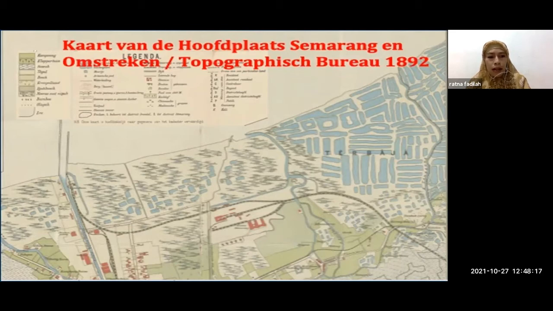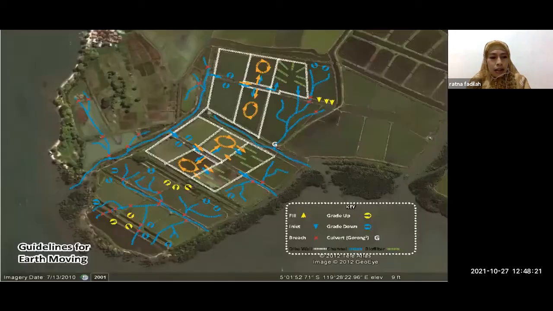So what about the current condition there? The current condition of the pond area is very scary, where abrasion and seawater floods decrease the water quality, virus attacks, and cause pond shrimp and milkfish death. Even two sub-villages in Bedono village have sunk.